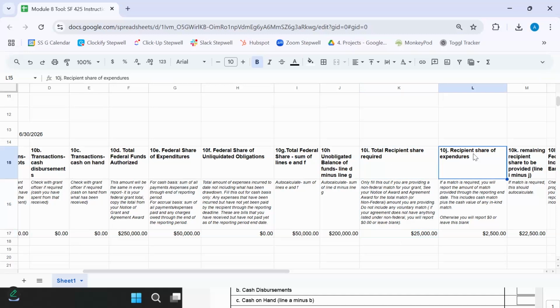As mentioned, Very Good Farms has provided $2,500 in match during this reporting period. This includes the value of cash match and any in-kind match through the end of the reporting period. I will put this number in box 10J.